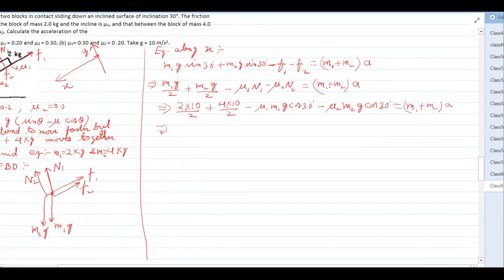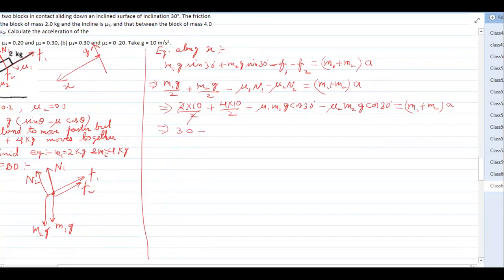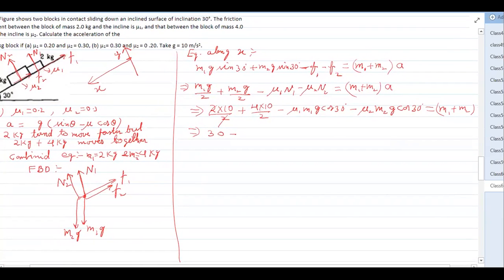So next step we can write 10 and 20, 30. We have then mu1. How much is mu1? mu1 is 0.2. How much is M1? That is 2 kg.